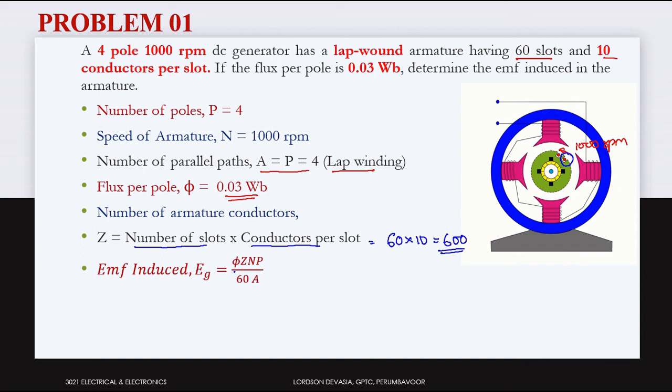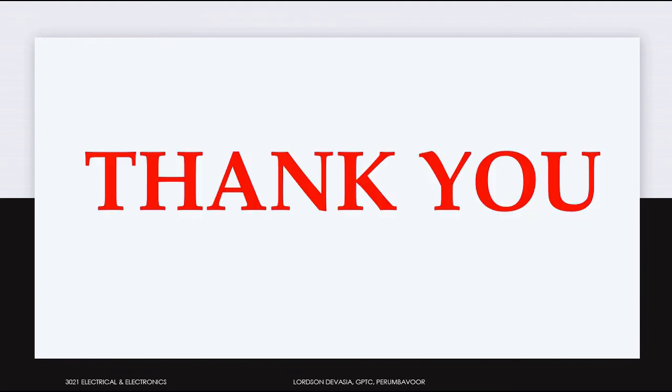So we know the equation. The induced EMF EG is equal to phi ZNP by 60A. So it is 0.03 into 600 into the speed 1000 into the number of poles 4 divided by 60 into the number of parallel paths 4, because it is a lap winding. So that we get the generator voltage as 300 volts. Thank you.